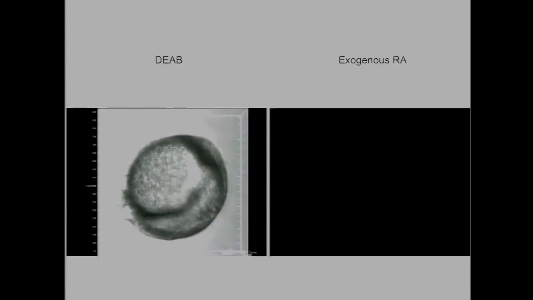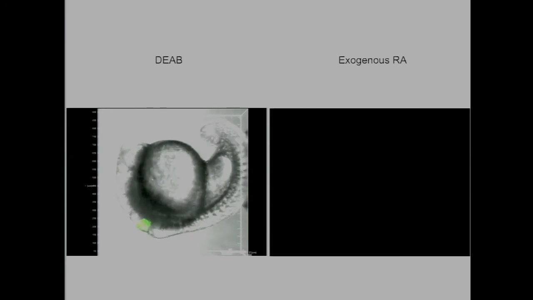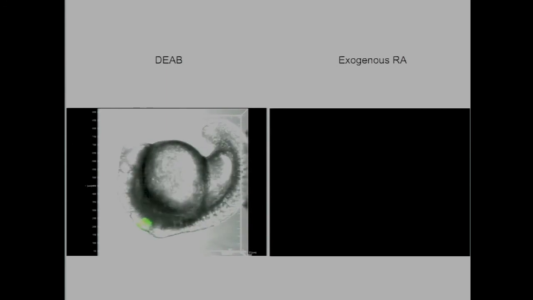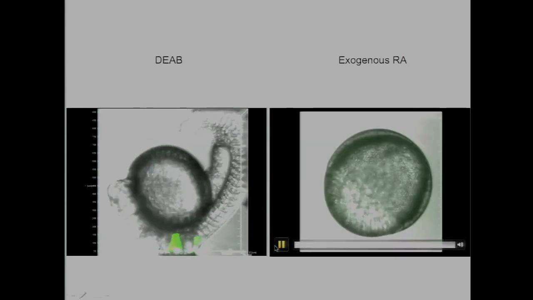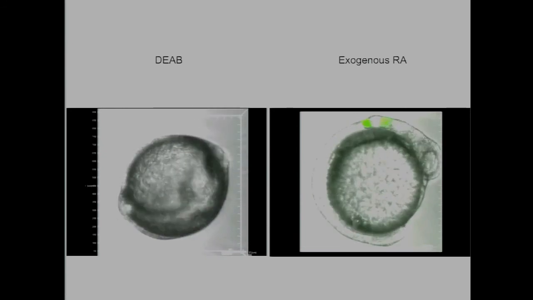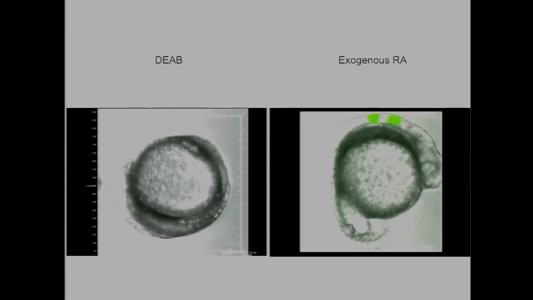So here you see development. Now we follow the development of the brain with fluorescence. Here we inhibit the synthesis of the native retinoic acid, and you see that mostly only one rhombomere grows. But if we supplement from the outside after inhibition, adding trans-retinoic acid, we get normal development of the brain.